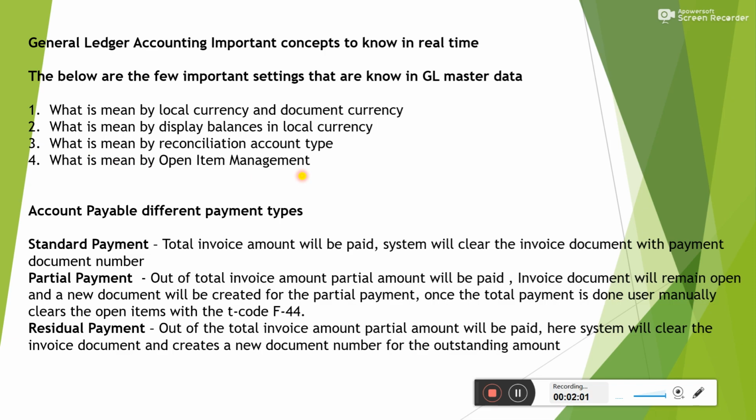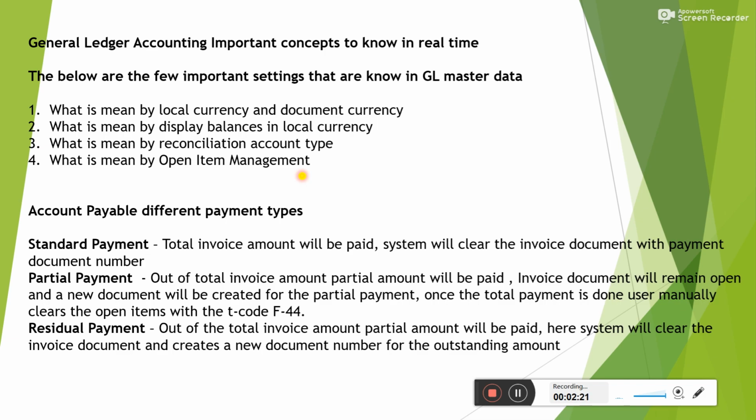One more important setting is open item management activation for particular balance sheet GL accounts where clearing is needed. Normally open item management is not activated for all the general ledger accounts. In real time, it is only activated for balance sheet accounts, which could be current assets or current liabilities, where they exactly want to see a clearing.